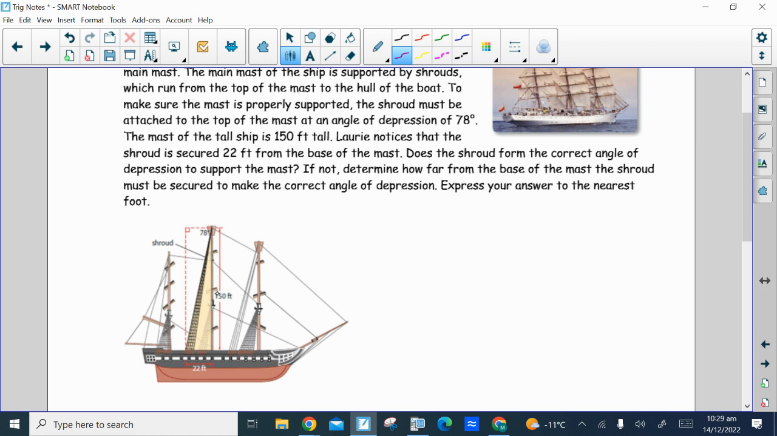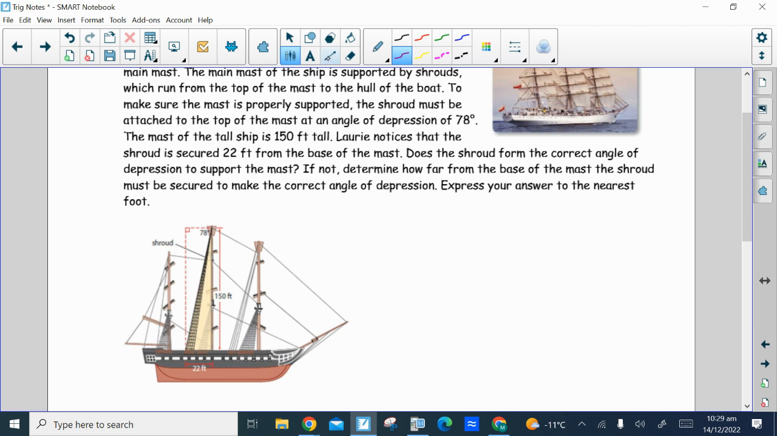She notices that the shroud is secured 22 feet, that's the length at the bottom here, from the base of the mast. Does the shroud form the correct angle of depression to support the mast? Remember, it's supposed to be 78 degrees. If not, determine how far from the base of the mast the shroud must be secured to make the correct angle of depression, to the nearest foot.